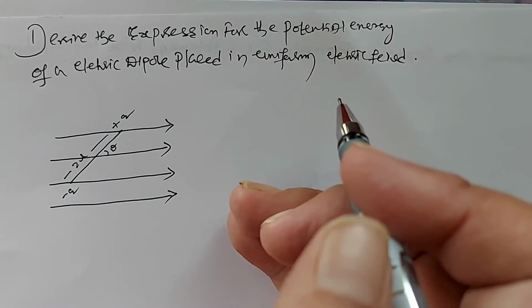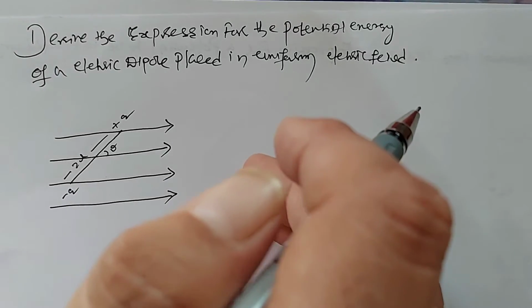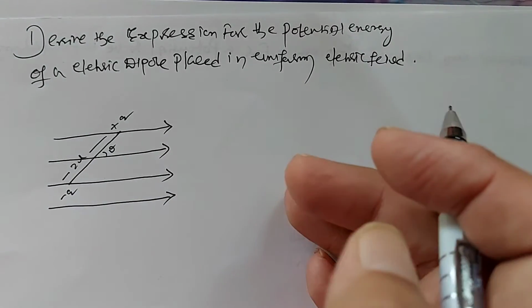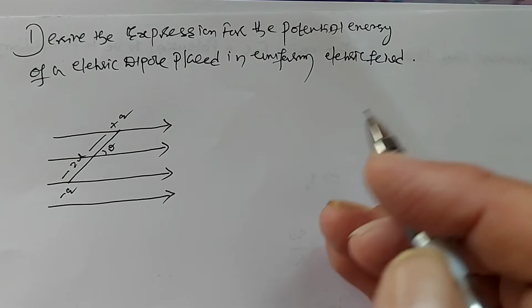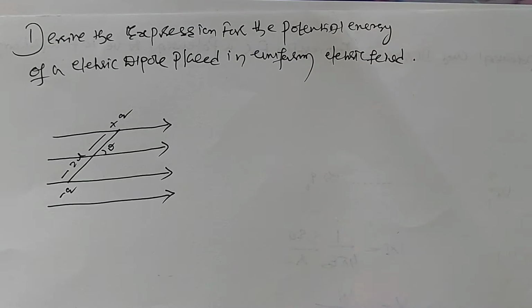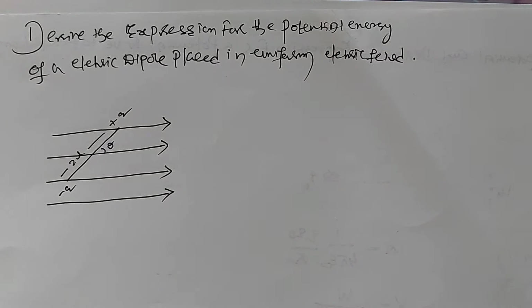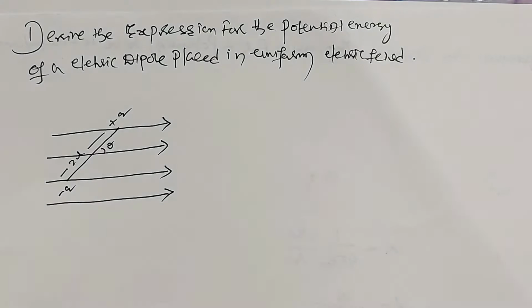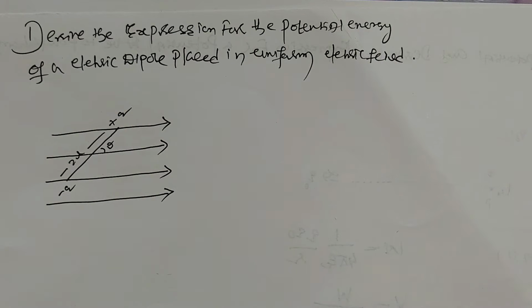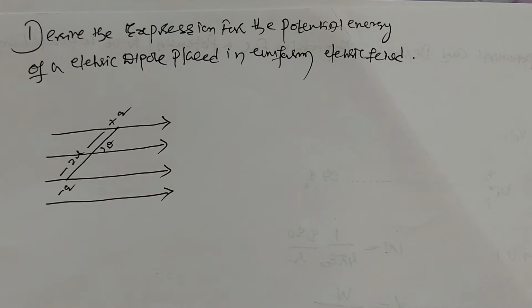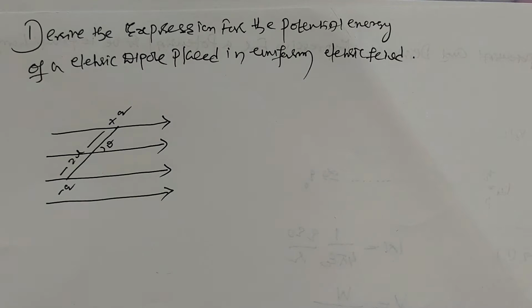So, we use the term potential energy whenever there is a change in configuration of an object. That means when we change the position of any body from its original position to another position, then there is energy stored in that body. That energy is what we call potential energy.